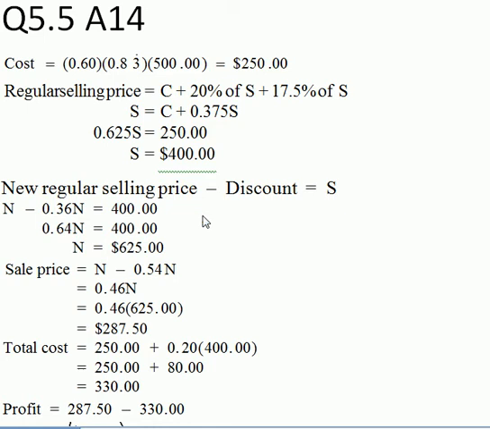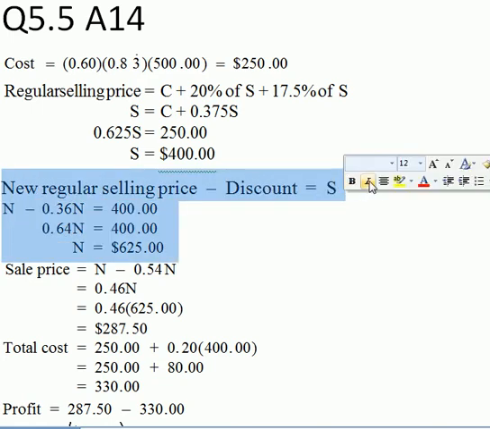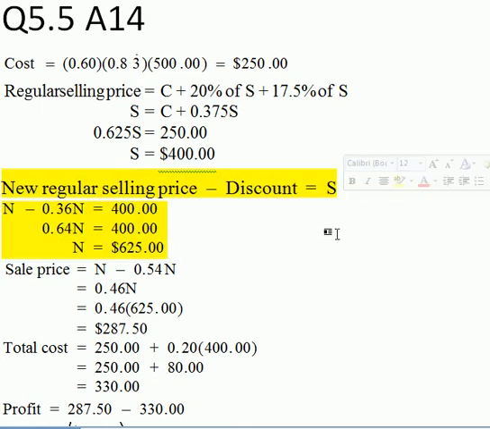Now, the next thing is that the guy in the shop, he wants to mark up the goods, mark up the golf clubs, so that he can put them on sale. So it looks to the customer that he's getting a good deal. So the new regular selling price minus the discount he offers has got to equal the old regular selling price, which we just found was $400.